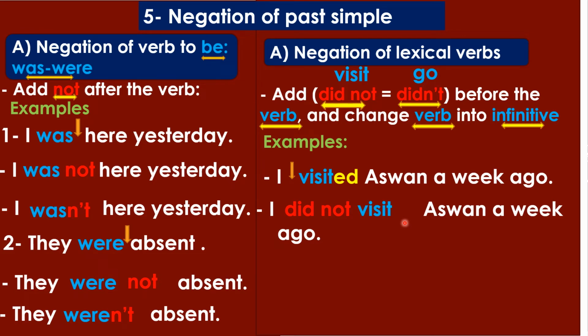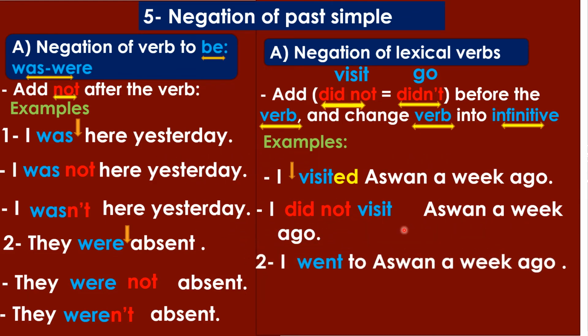So it's going to be: I did not visit Aswan a week ago. Here, after I put did not before visited, I removed the -ed, so the sentence becomes: I didn't visit Aswan a week ago. Okay, now let's have a look at another example, and this example contains an irregular verb.